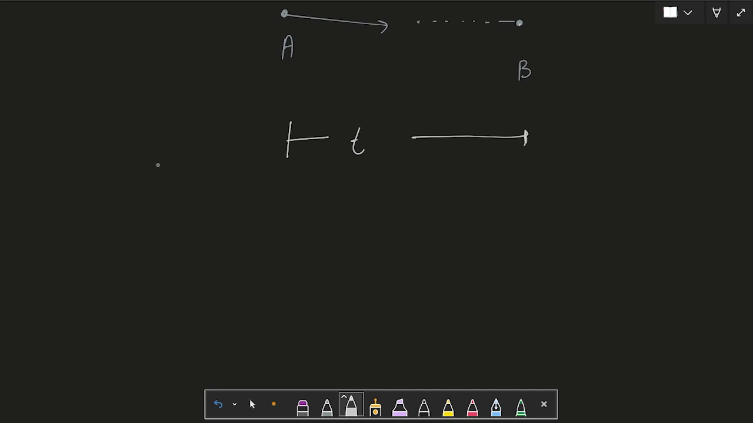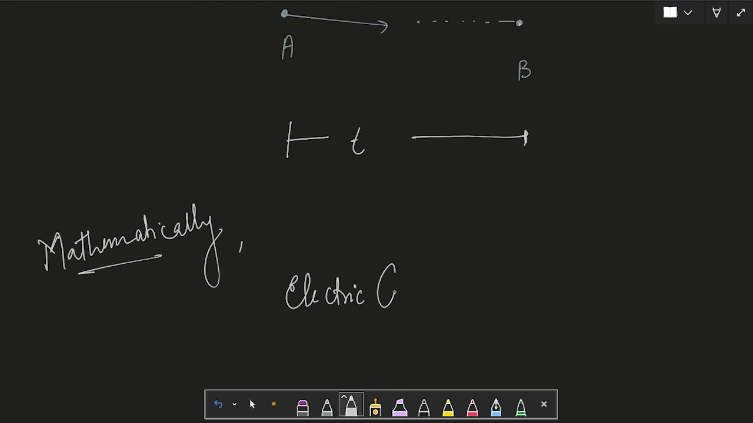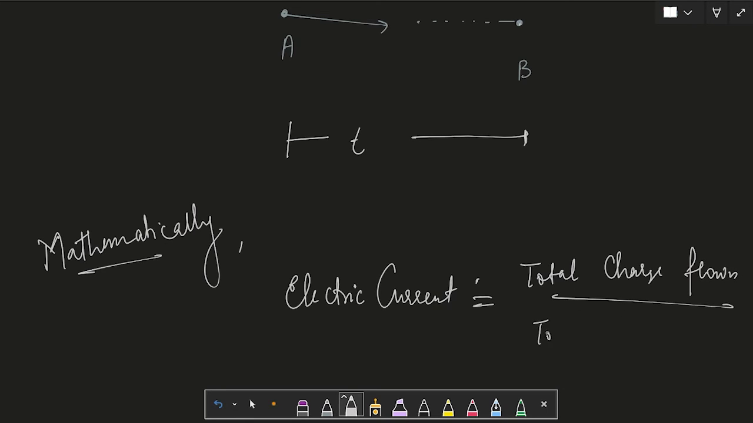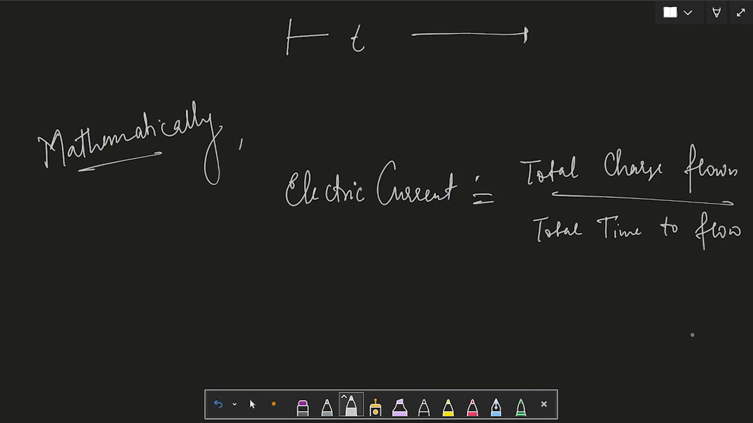So electric current is defined mathematically as total charge flown divided by total time to flow. This is what the mathematical formula looks like.